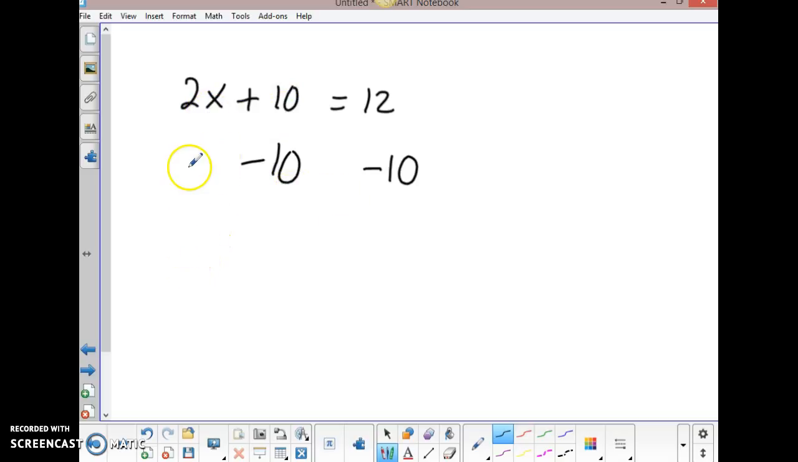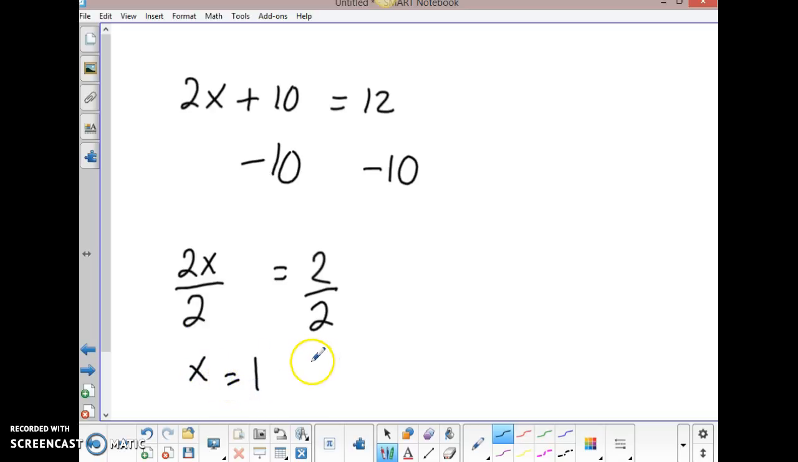And when we do that, we are left with 2x on this side, and the 10 and the negative 10 will cancel out, and you have 12 minus 10, which is 2. Now our equation is simpler. We only have the 2 multiplied by the x, and since they are multiplied, to get rid of it, we can do the inverse operation, and we're going to divide both sides by 2. This way 2 and 2 will cancel out, and we will end up with x equals 1.